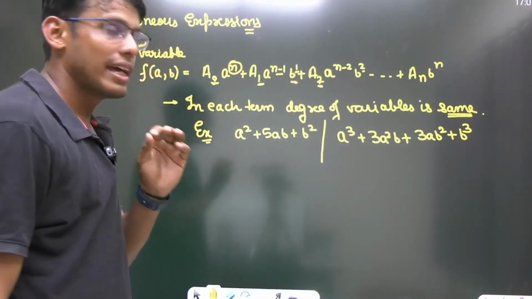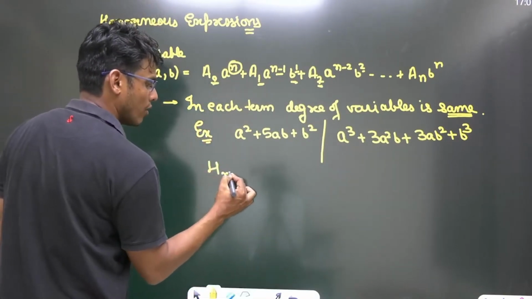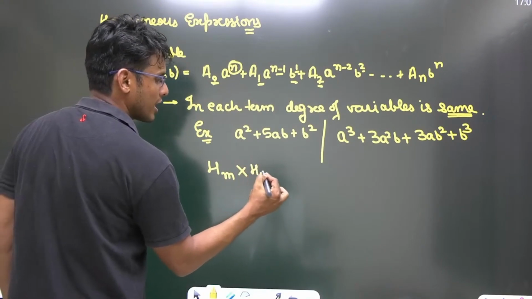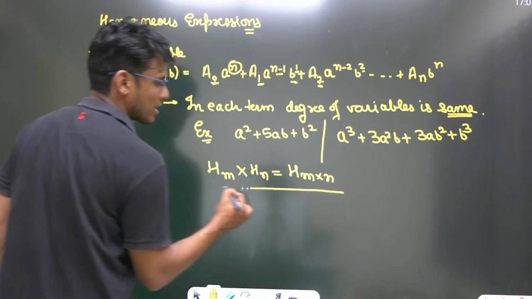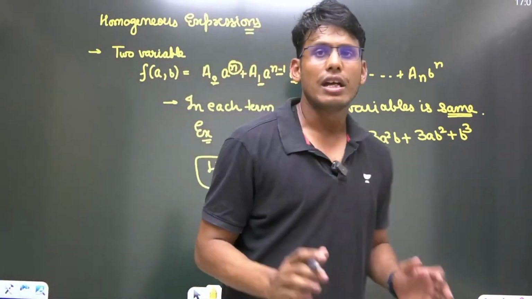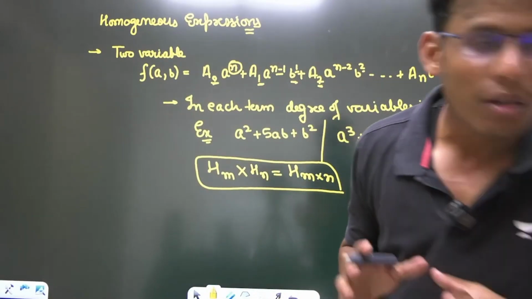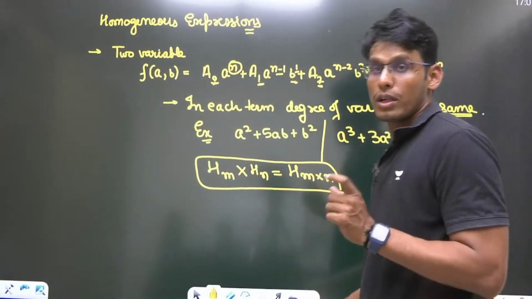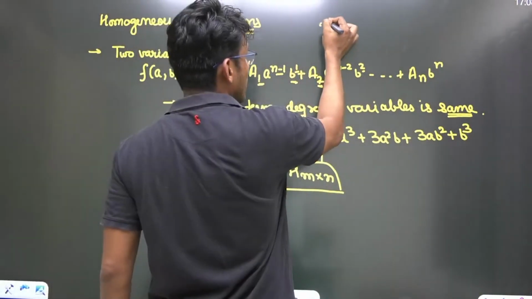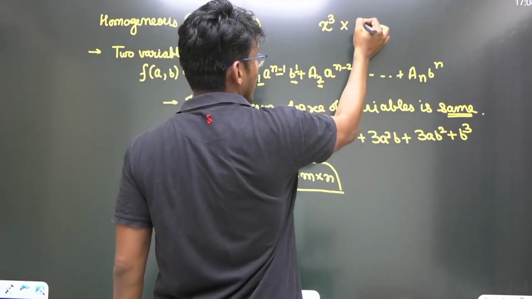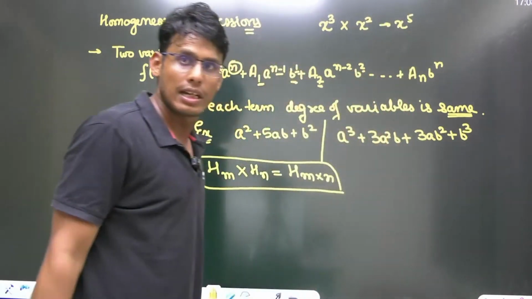And there is a very important concept. Homogeneous expression of degree m into homogeneous expression of degree n is equal to homogeneous expression of degree m plus n. Right? It just works like a polynomial. How does polynomial work? If you see a cubic polynomial into a quadratic polynomial, it is a degree 5 polynomial.